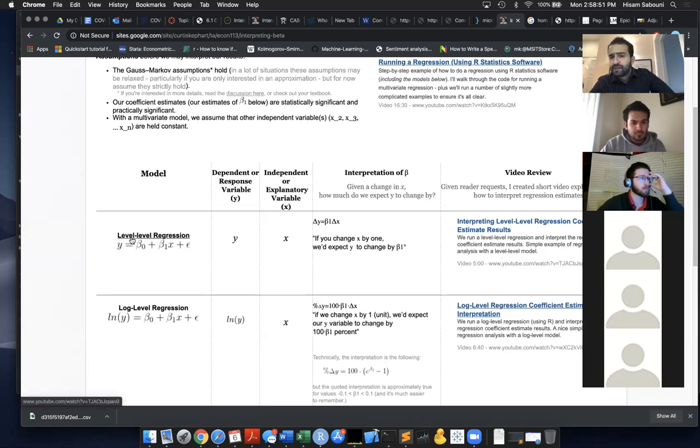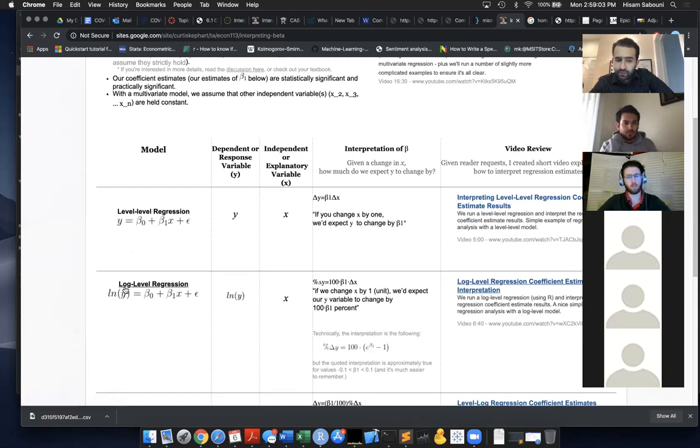So the first specification is basically what we've been dealing with. It's a level-level regression. You're keeping your original response variable, your dependent variable, in its original form, and you're keeping your explanatory variable in its original form. The alternative is you could do a log-level, where you take the natural log of your dependent variable, then it becomes a percent change in your y variable.